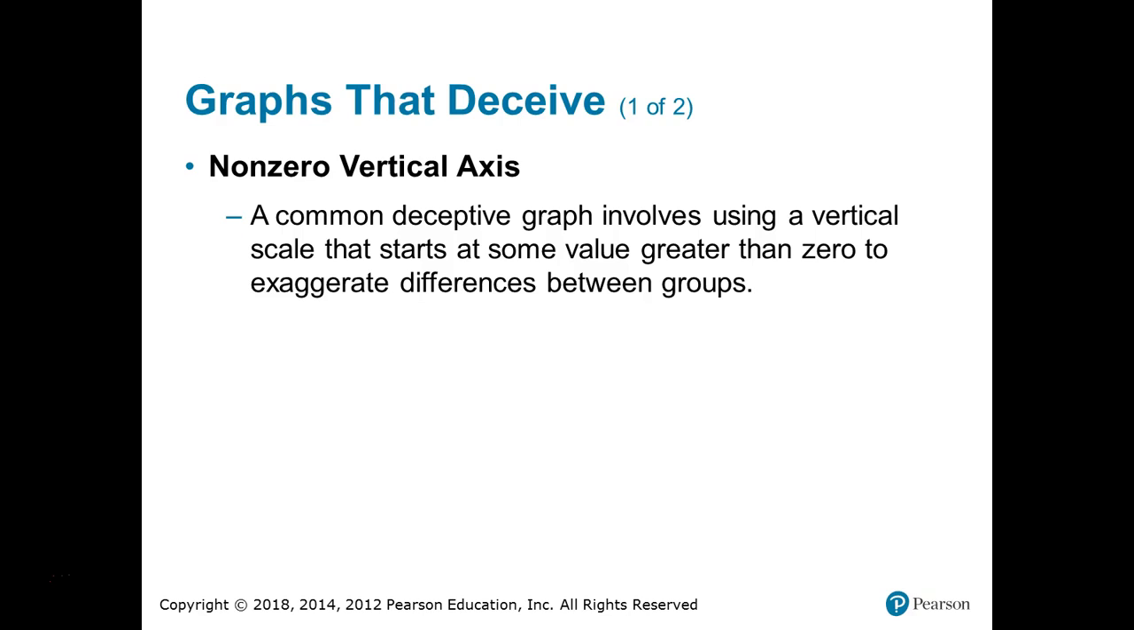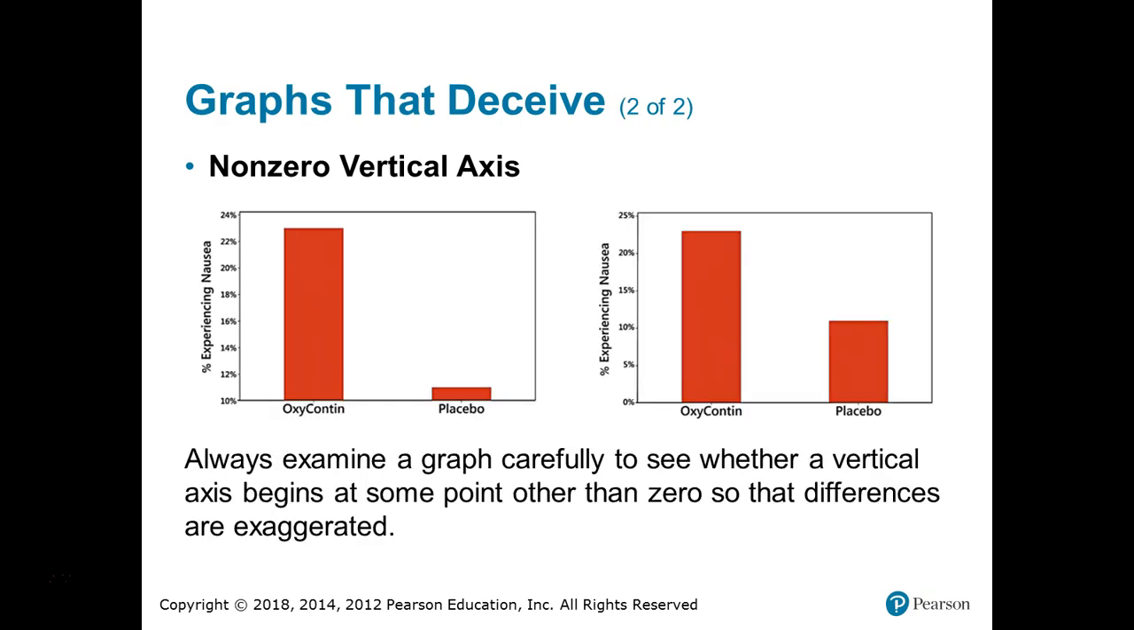Now we will talk about graphs that deceive. The idea of a graph that deceives is, although they're not lying to you in the way they portray the graph, they are intentionally missing a piece of information or portraying the graph in a way that'll make you draw a conclusion that isn't true. So a common deceptive graph involves using a vertical scale that starts at some value greater than 0 to exaggerate differences. Right here, if you just look at the left, OxyContin looks much, much more powerful than the placebo. But look, this starts at 10% and this is only 22%. So the graph makes it look like this is 10% more powerful.